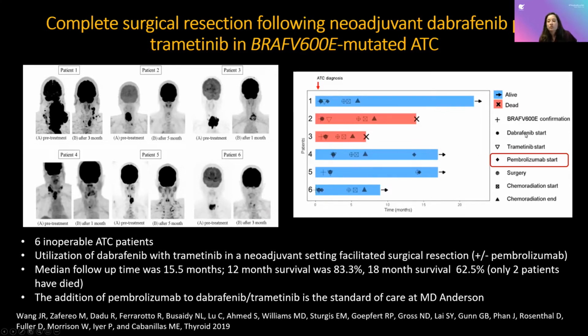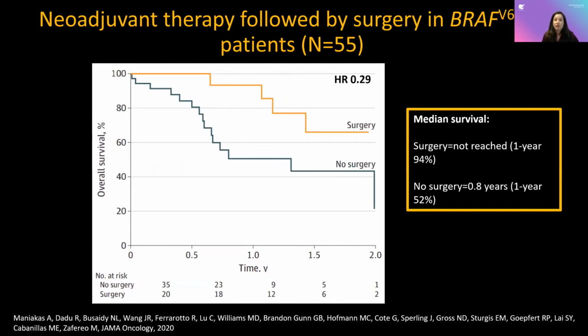Some of these patients, it wasn't homogeneous because some of these patients were put also on a third drug, immunotherapy, which is an approach that we used because we kept seeing these early progression events. And so now our standard of care is that we actually use 3 drugs up front, dabrafenib, trametinib, and pembrolizumab for BRAF mutated ATC. And so we've looked back at a series of 55 patients and published this.